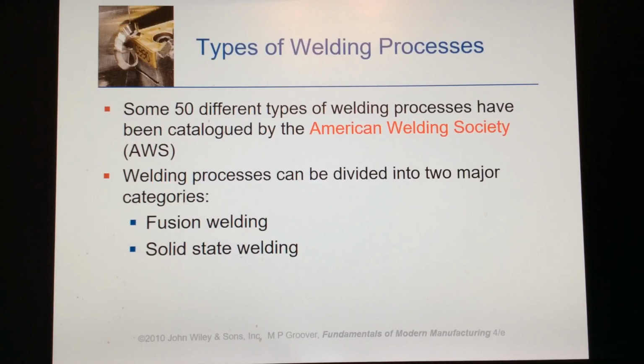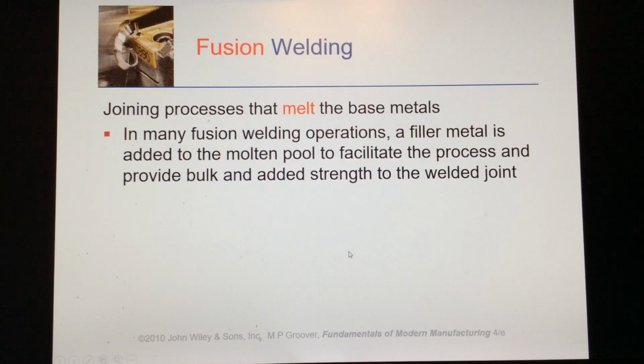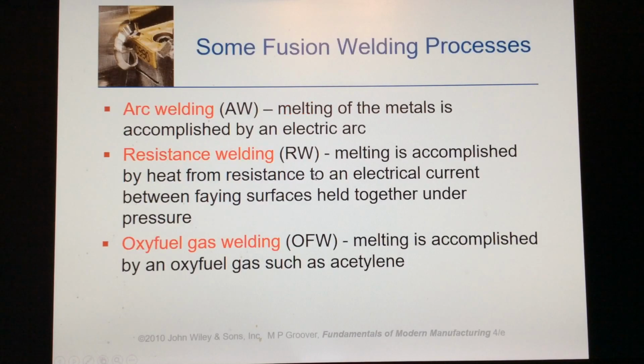Again, as I told you before, there are basically two categories of welding. There's fusion welding, which we're most familiar with, where we're actually melting the metals together, and then there's solid state welding. Fusion welding, again, is just melting the base materials together, and it can be divided into these categories. There's arc welding, which is what we're most familiar with, accomplished by an electric arc.